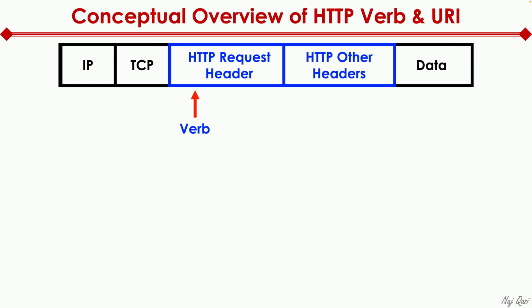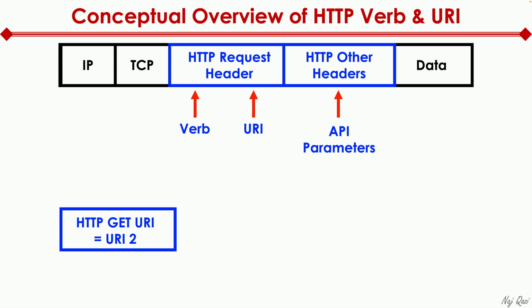Typically, the HTTP verbs we just looked at are contained within the HTTP request header. Also, the URI, or the object, is contained within the HTTP request header. However, the API parameters, whatever we're trying to update or delete, or any type of parameters that we pass through the API, are located within the HTTP other headers.